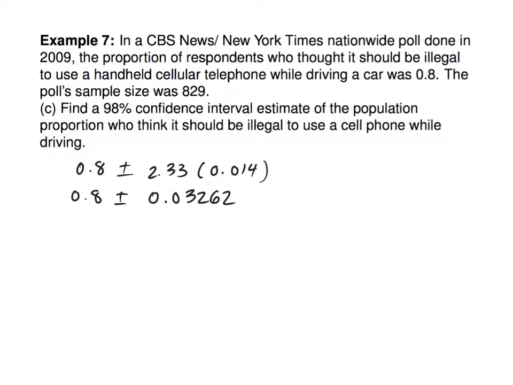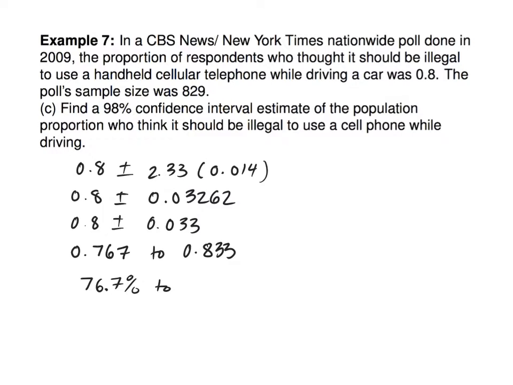Did you get that also? I'll just round it eventually. Does it affect the answer at all if you don't round right away? No, those should be the same if you round now or if you round later. Plus or minus 0.033. Round to three places. So I got 0.767 to 0.833, or 76.7% to 83.3%.